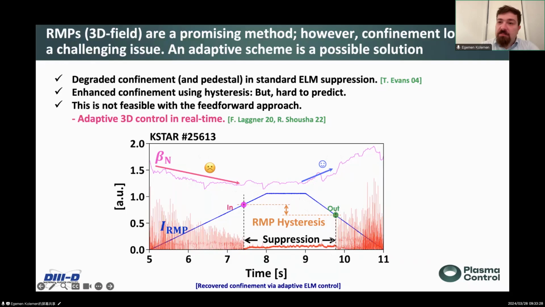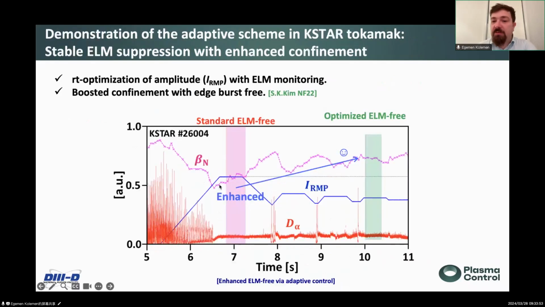So then you need some sort of an algorithm to figure out how to use this hysteresis. So you're going in at, let's say, some 1 amp, but you're going out at a much smaller amp. So use that hysteresis to reduce the amount of perturbation I need and have higher confinement. So we wrote this algorithm, and this is an example from K-star.